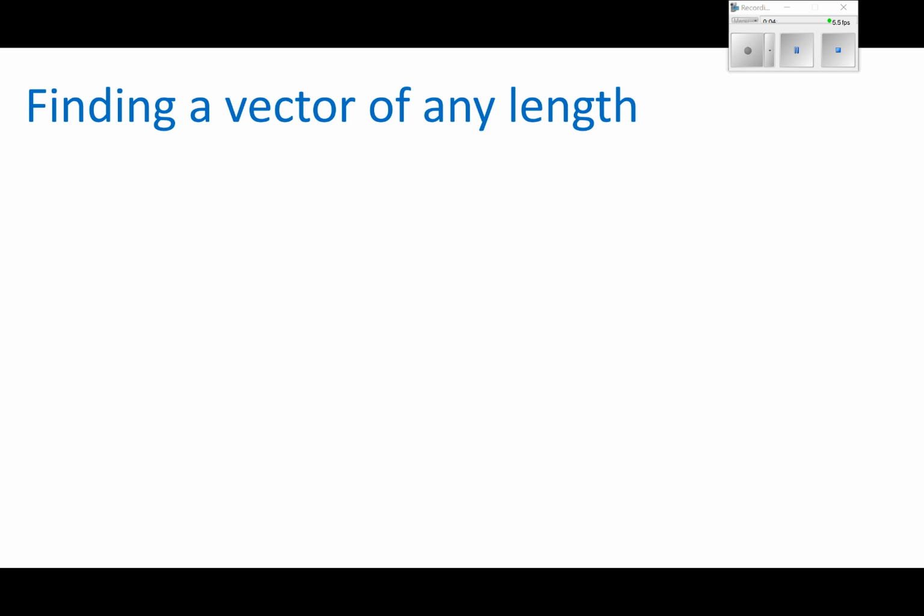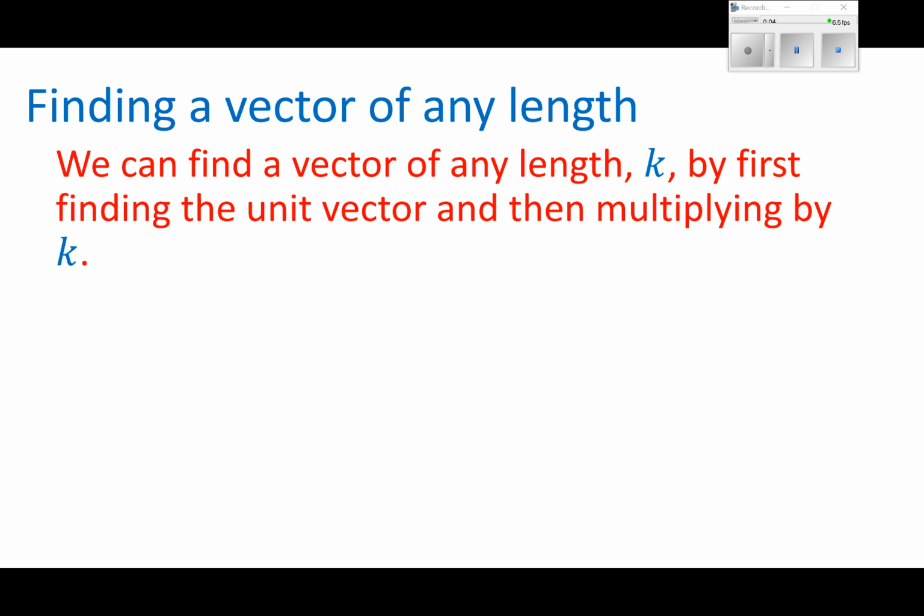If we wanted to find a vector now of any length, we can make a unit vector, which we know is length 1. If I want it to be length 15, I would just multiply the unit vector of length 1 by 15 to get a vector of length 15. So to find a vector of any length k, we first find the unit vector and then multiply by that k, the scalar multiple.